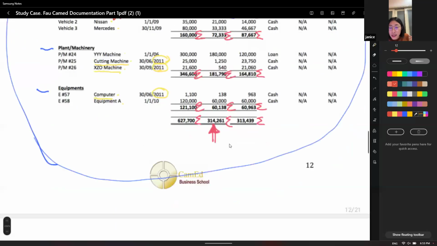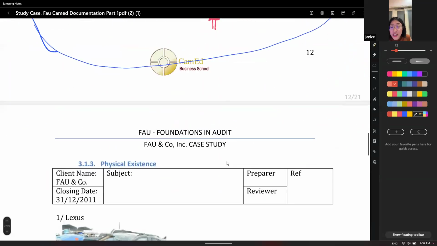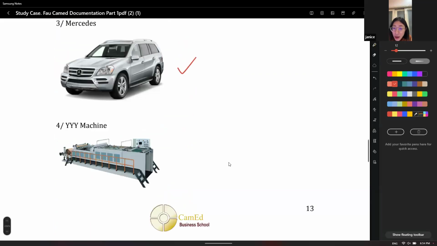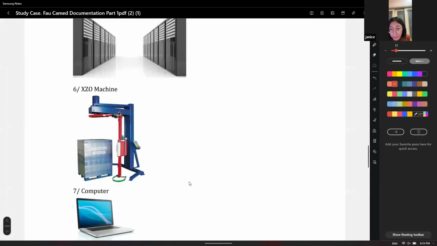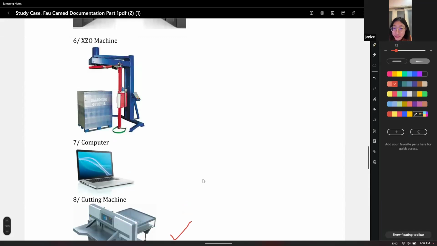All right. And then we have different machines. We have YYY machine, a cutting machine, and an Exio machine. So let's go to the client. In real situation, we will be at the client and we'll look. We're gonna go see if these machines exist. So YYY, cutting and Exio. All right, we see the YYY machine. It's here. We have a cutting machine. And we have an Exio machine. Very good.